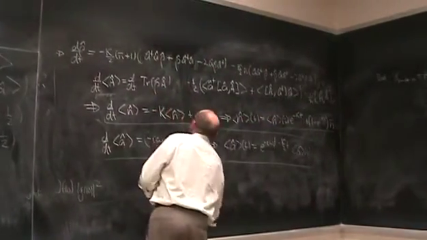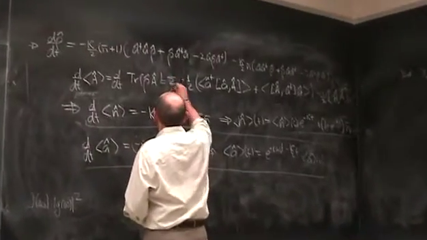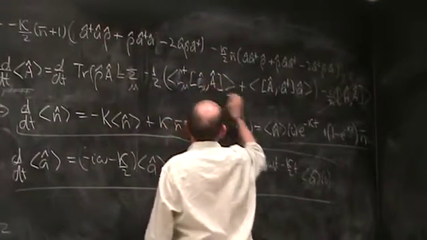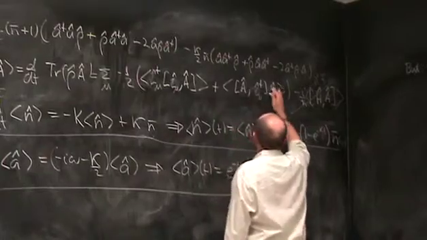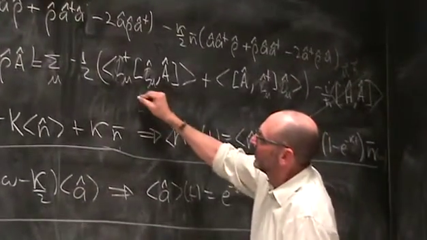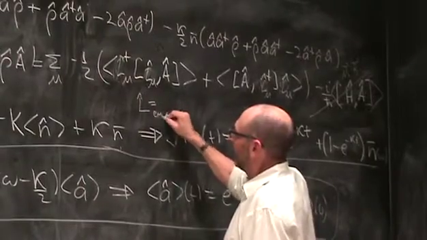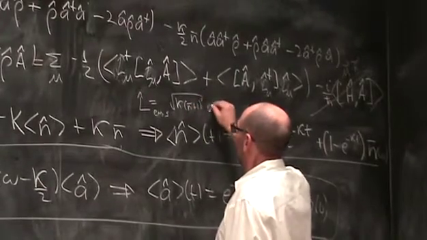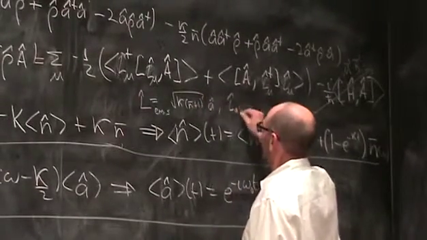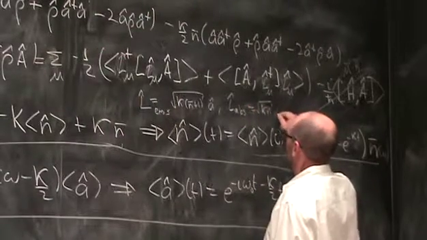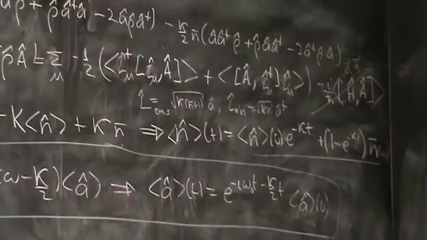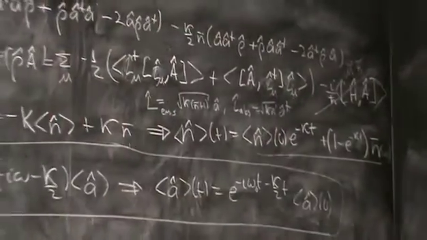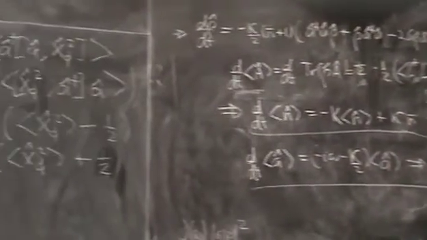What it should be is the sum over the Lindblad operators, L mu, and in this case there are two Lindblad operators. There's the emission one, which is the square root of kappa (n bar plus 1) a, and the absorption one is the square root of kappa n bar a dagger. That's correct. So now you get that.